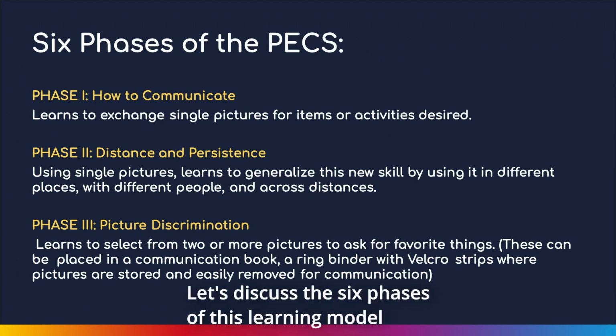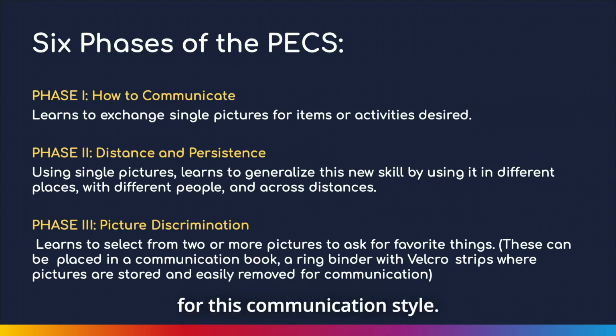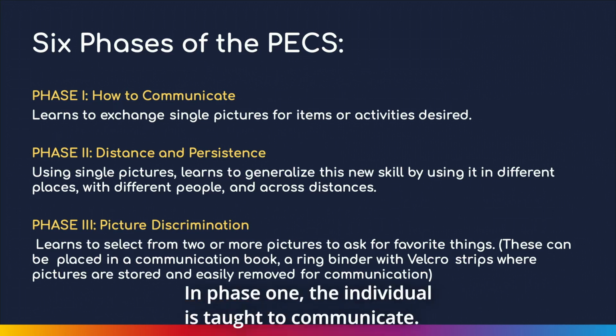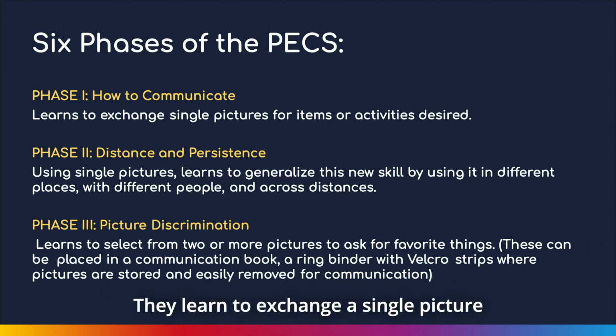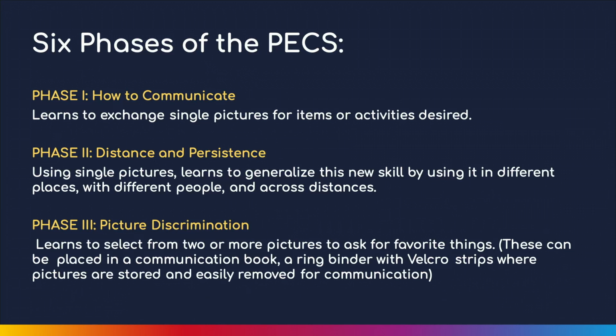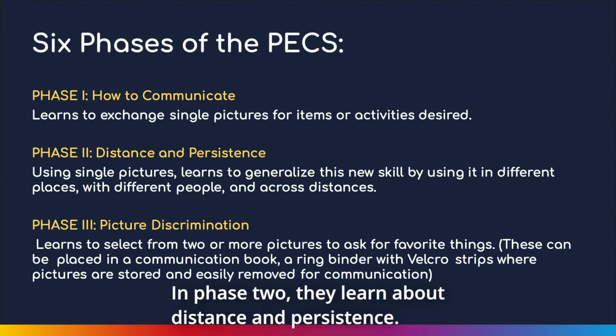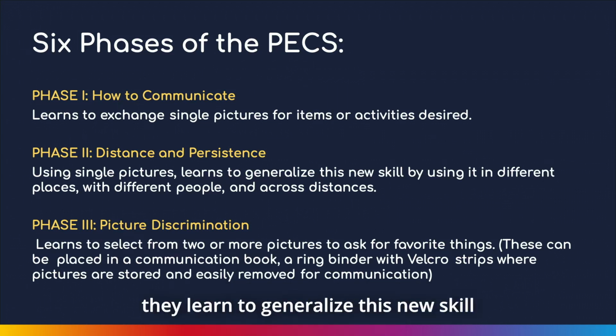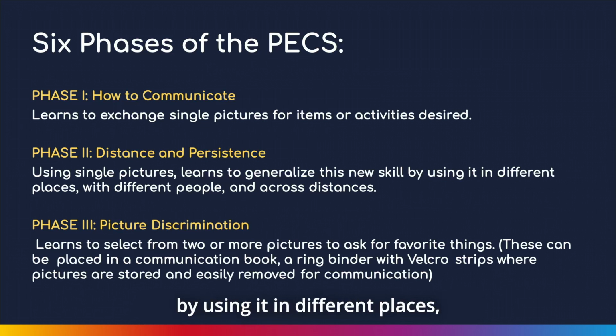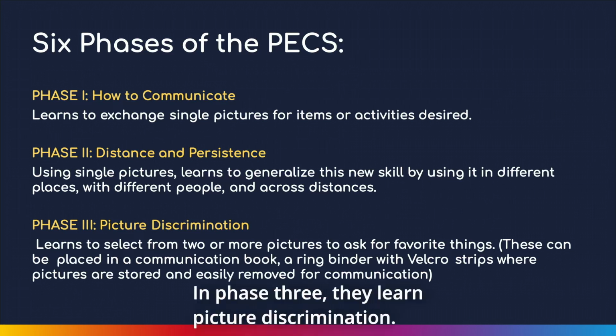Let's discuss the 6 phases of this learning model for this communication style. In phase 1, the individual is taught to communicate. They learn to exchange a single picture for the desired item. In phase 2, they learn about distance and persistence. Using single pictures, they learn to generalize this new skill by using it in different places, with different people, and across distances.